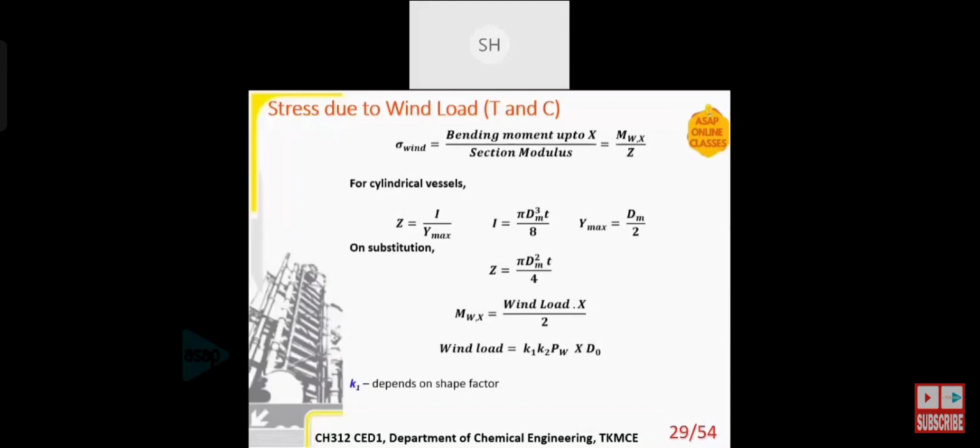So K1 is a constant which depends on the shape factor. It is 1.4 for plates and 0.7 for cylindrical surfaces. We are using a cylindrical surface, so the value will be 0.7.